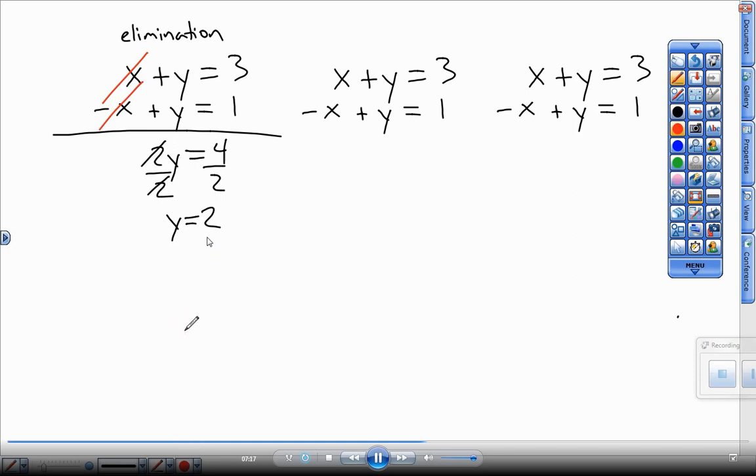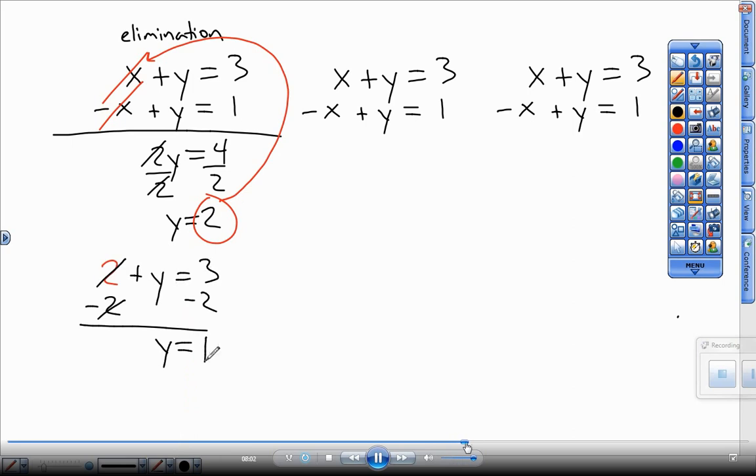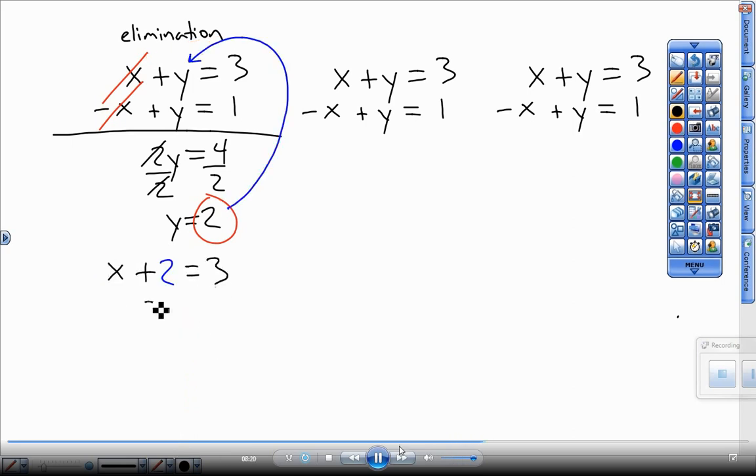I could take that y is 2 and plug that not into x, but into the other equation's y. So I'm going to put that right there into the other equation's y and write that as x plus that 2 there where that y used to be, equal 3. Take away 2, and I can see that the x value is 1. Write that as a coordinate. That's the coordinate 1, 2.